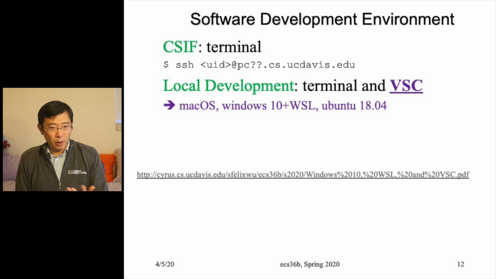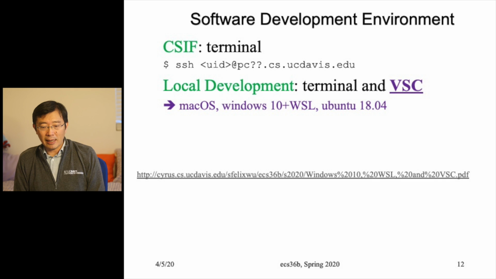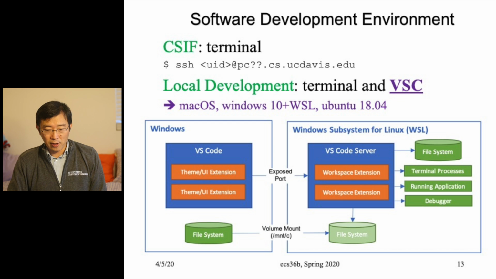The link here, I posted on Facebook. I also sent it to you via Canvas. This is a report about why you should upgrade to Windows 10 and install something called WSL. It stands for Windows Subsystem for Linux. And then based on Windows 10 and WSL, you can actually easily integrate it with VSC, Visual Studio Code. And the diagram looks like this.